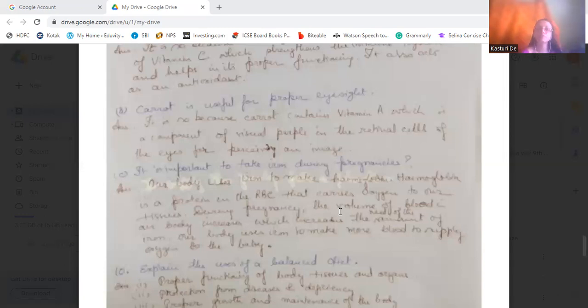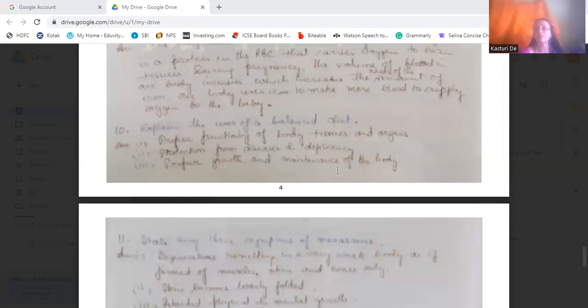Explain the uses of a balanced diet. Proper functioning of the body tissues and organs. Proper protection from diseases and deficiency. And proper growth and maintenance of the body.